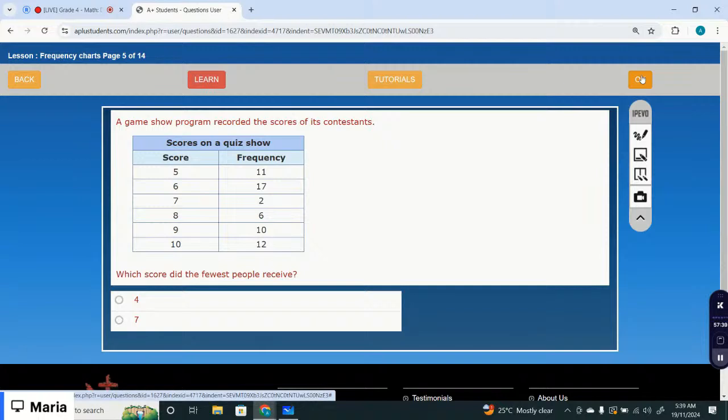A game show program recorded the scores of its contestants. Which score did the fewest people receive? Which is the correct option?